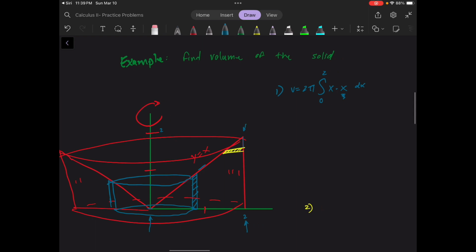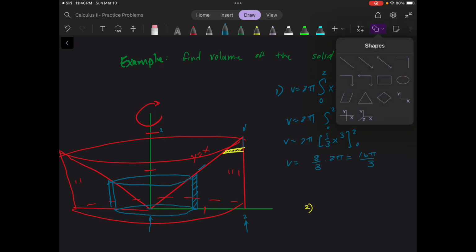Okay, so V equals 2 pi integral of 0 to 2 x squared dx. So V equals 2 pi times 1/3 x cubed, evaluated at 2 and 0. V equals 8/3 times 2 pi, or 16 pi over 3, right? So that is how you do it with the shell method.